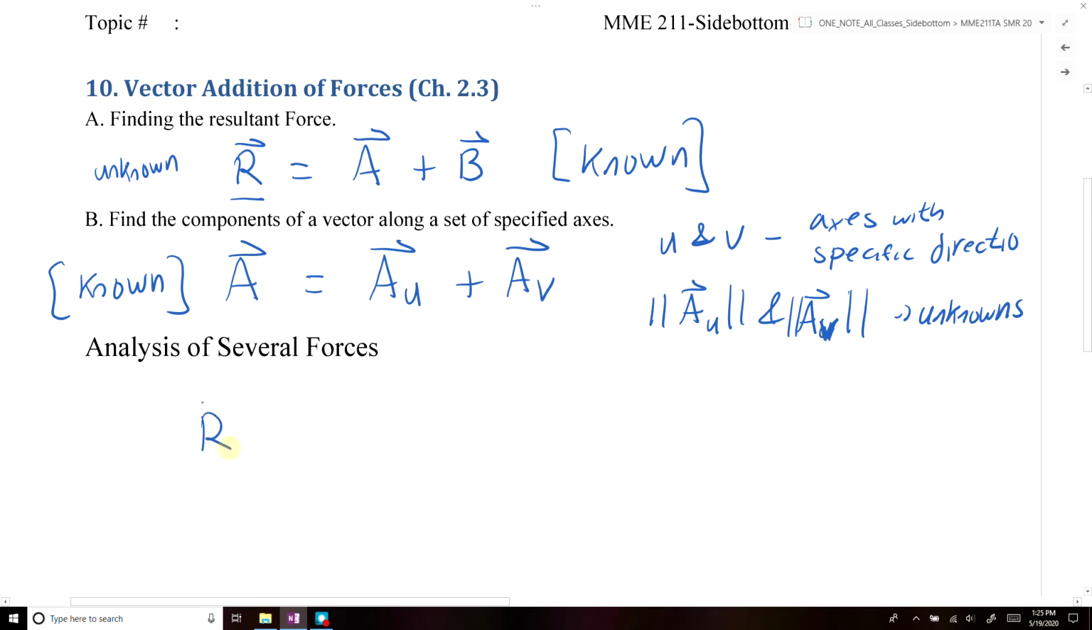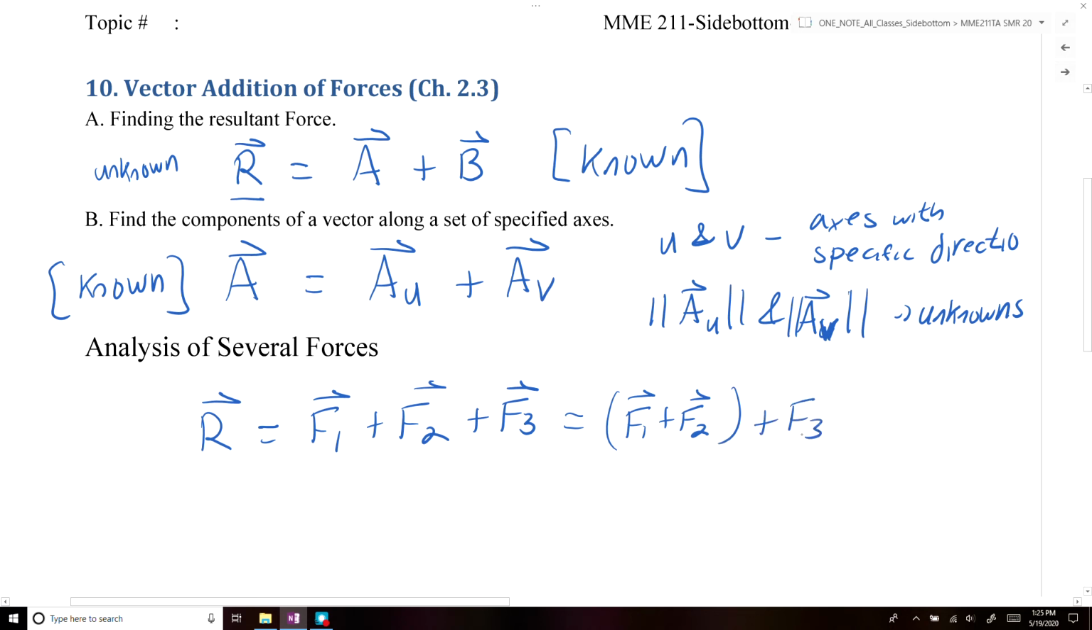Sometimes you might be asked to add more than two forces together. For example, the resultant force would be equal to F1 plus F2 plus F3. You could add force 1 and force 2 together, and once you've added those two together, you could then add it to force 3. The other option is to add force 2 and force 3 together first, and then add force 1 to it. So whatever makes your life easiest.